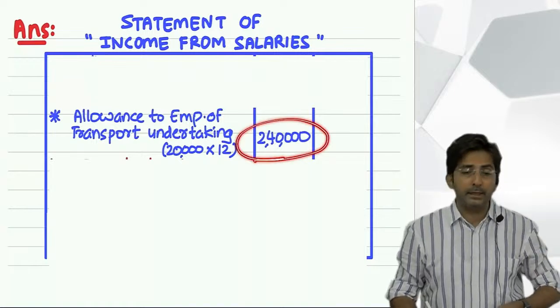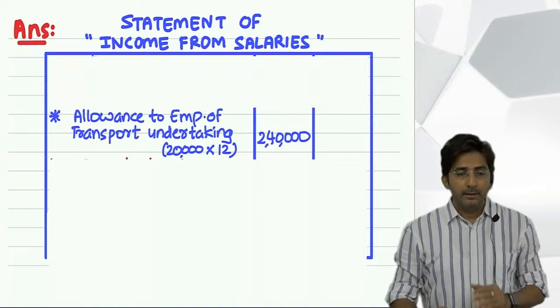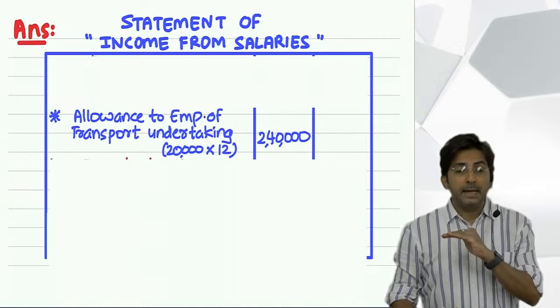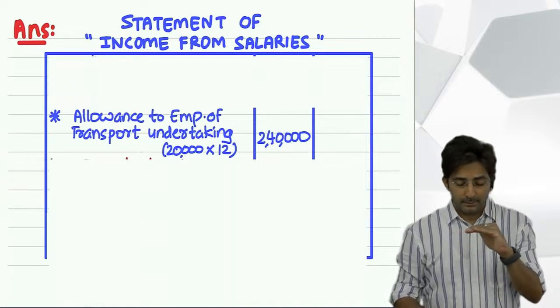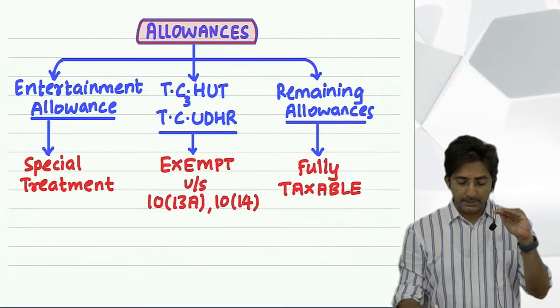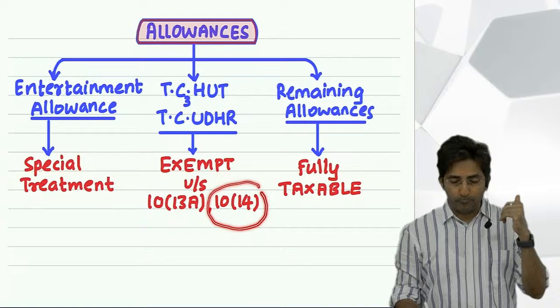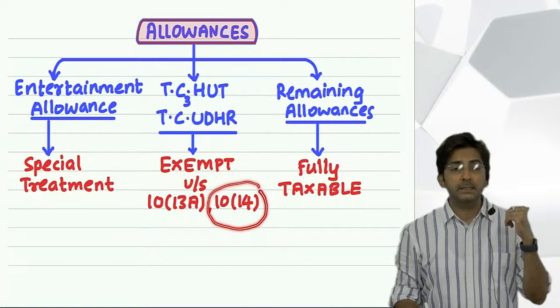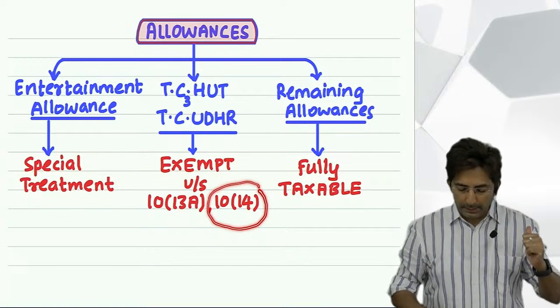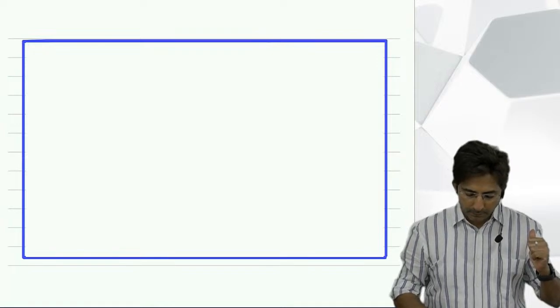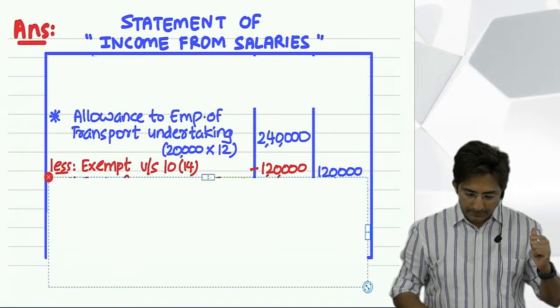And then what you will write, tell me? What will be the wording? Less. Less exempt under section 10(14). All the allowances are exempt under section 10(14). So you will write less exempt under section 10(14). And then what is the formula?